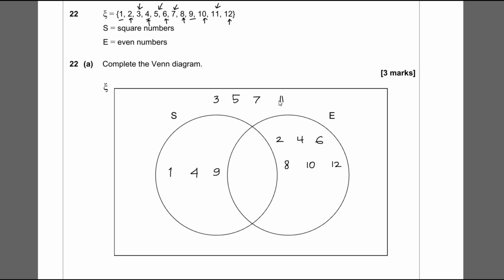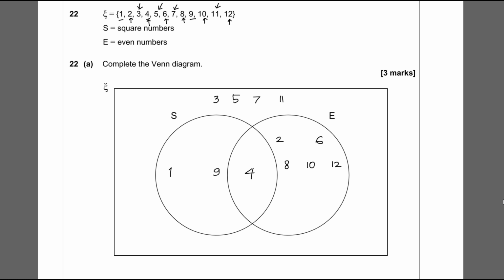Now there's one more thing in the final step. You need to find the same numbers in both S and E. So we have 4 and 4 here. You put it down here. So 4 is not here, 4 is not here. Erase this, and then erase this. This is our Venn diagram.